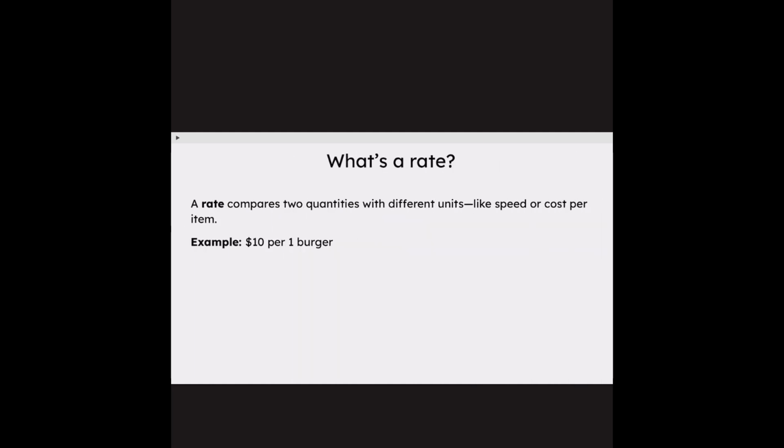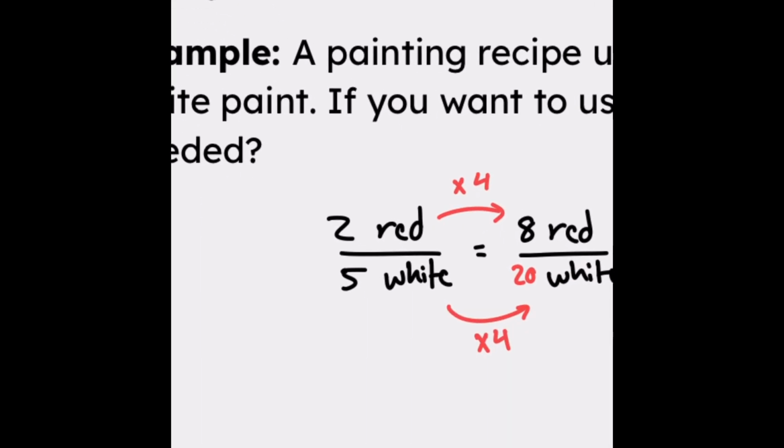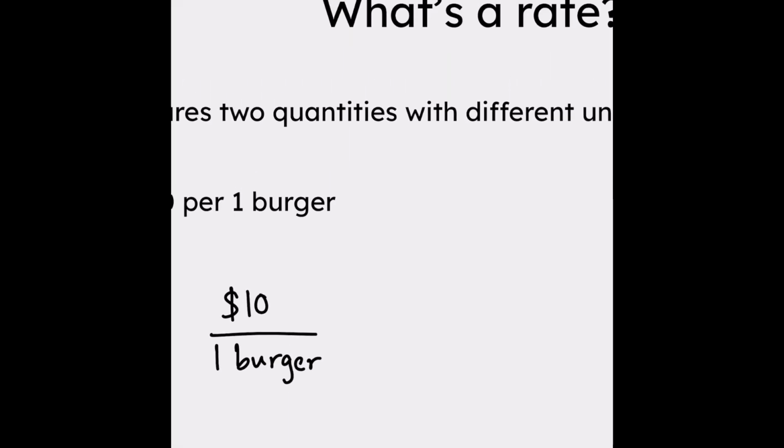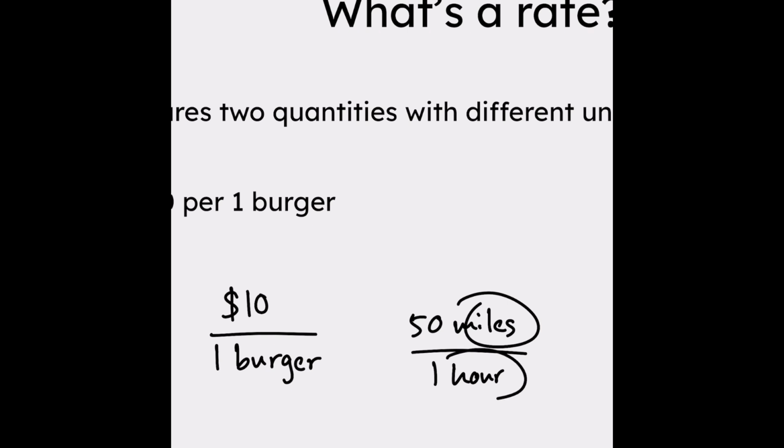What is a rate? A rate compares two quantities with different units, like speed or cost per item. So for example, $10 per burger. Before we were comparing cups of red paint to cups of white paint. In this case, it's a little bit different. It's $10, which the unit is in dollars, over 1 burger. In this case, the unit is in burgers. So we're comparing quantities with 2 different units. Or we could say 50 miles per 1 hour. This is also a rate because we're comparing quantities with different units. This one has units of miles, this one has units of hour.